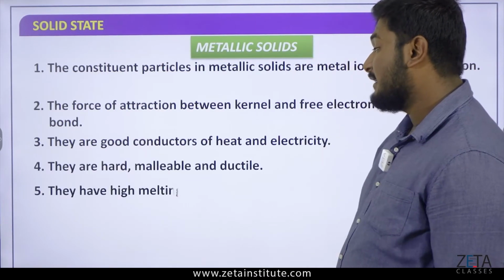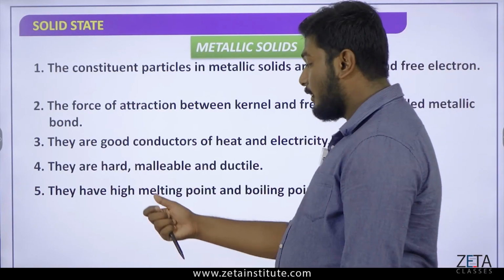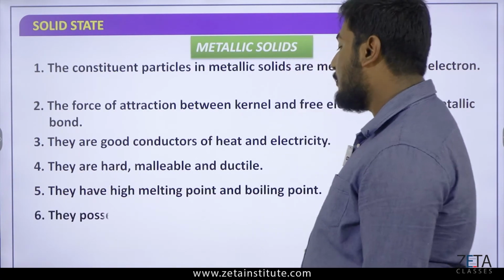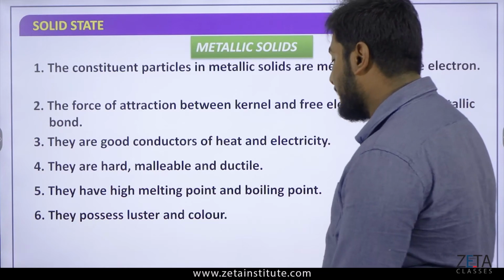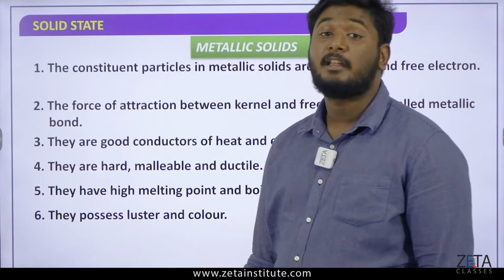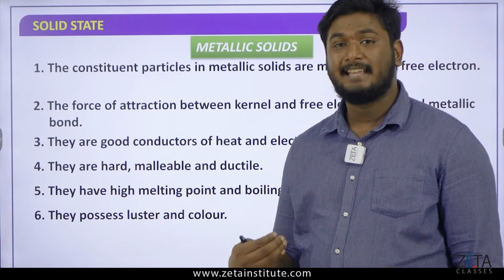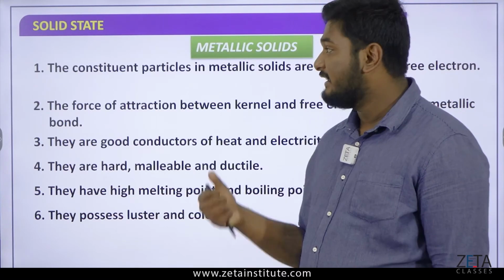And fourth one, they are hard, malleable and ductile and sonorous also. These all are the properties of metal, clear? And fifth one, they have high melting point and boiling point. They possess luster and color also, clear? And they have the property sonorous also. We can say they are sonorous. They make sound if we are hitting on hard surface.